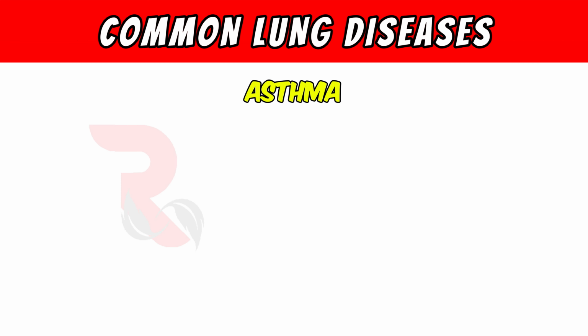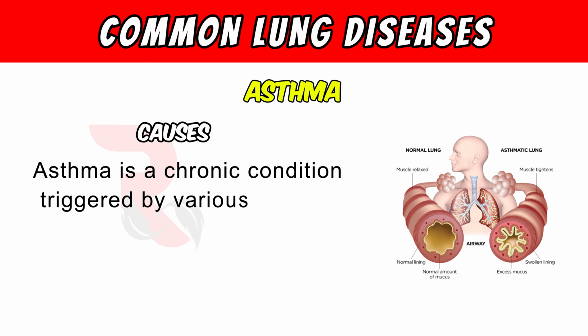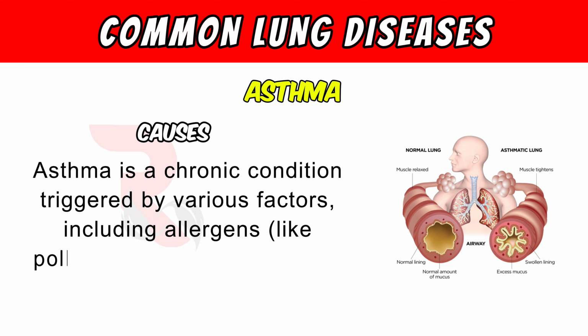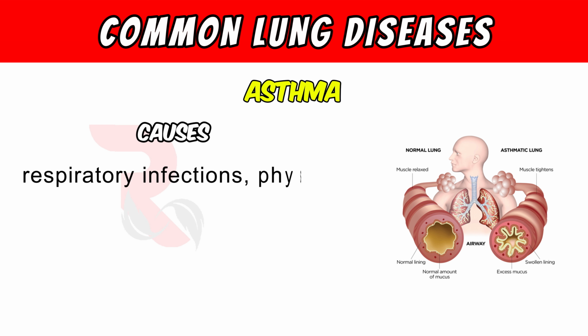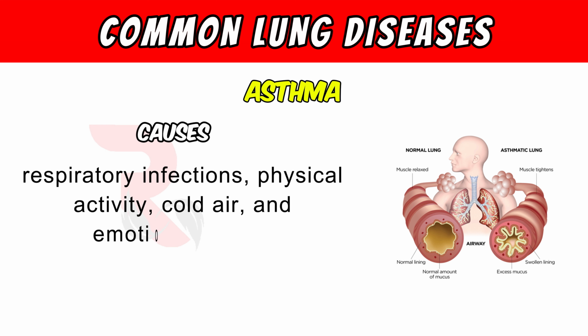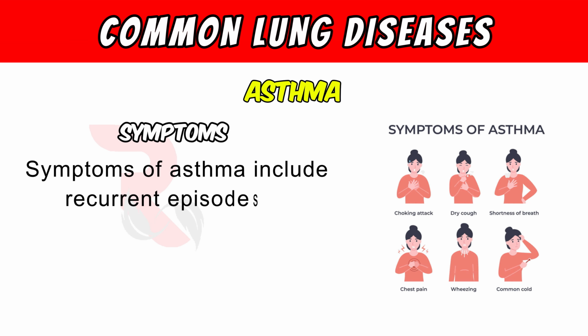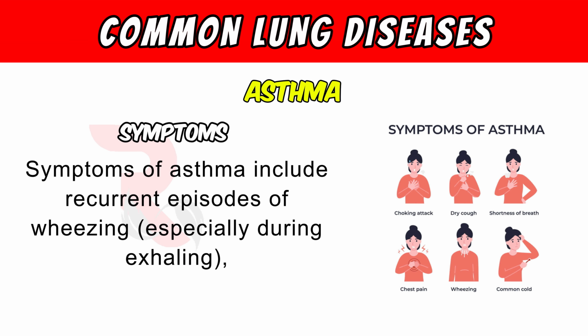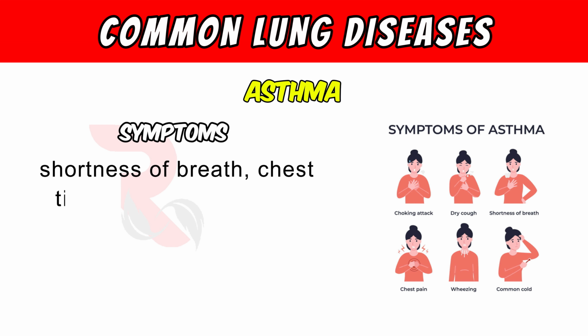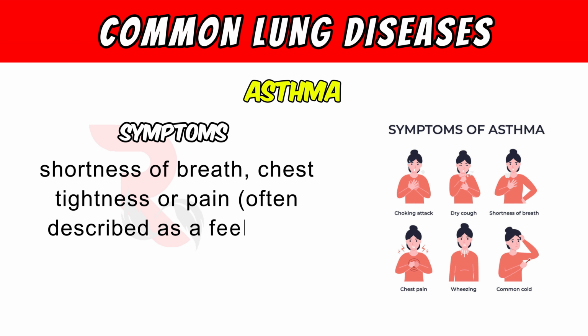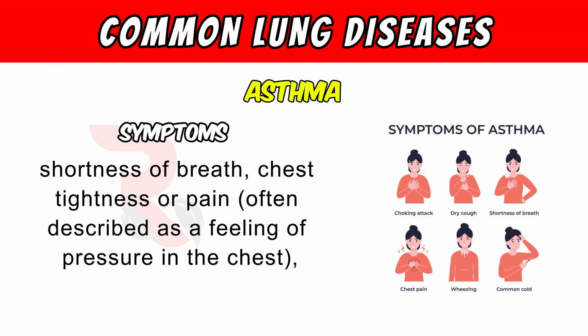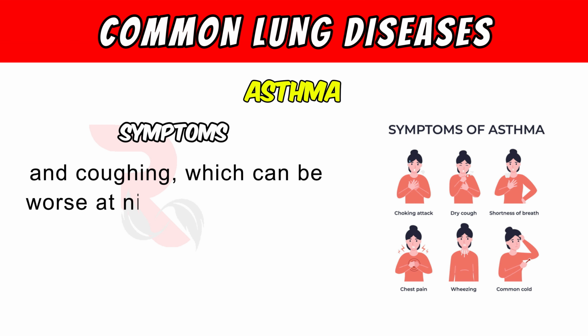Asthma. Causes. Asthma is a chronic condition triggered by various factors, including allergens, like pollen, pet dander, and mold, respiratory infections, physical activity, cold air, and emotional stress. Symptoms. Symptoms of asthma include recurrent episodes of wheezing, especially during exhaling, shortness of breath, chest tightness or pain, often described as a feeling of pressure in the chest, and coughing, which can be worse at night or early in the morning.